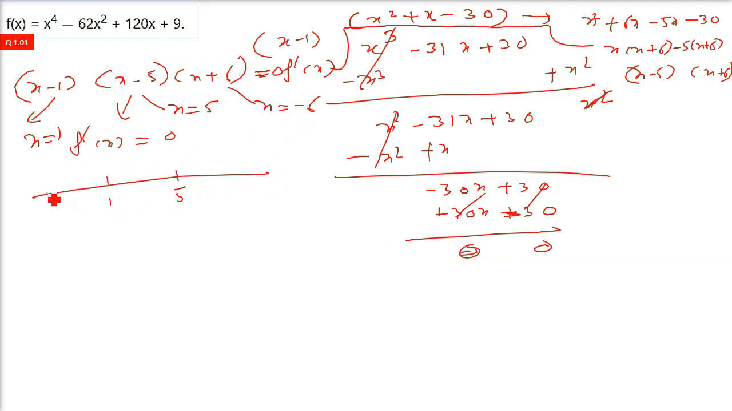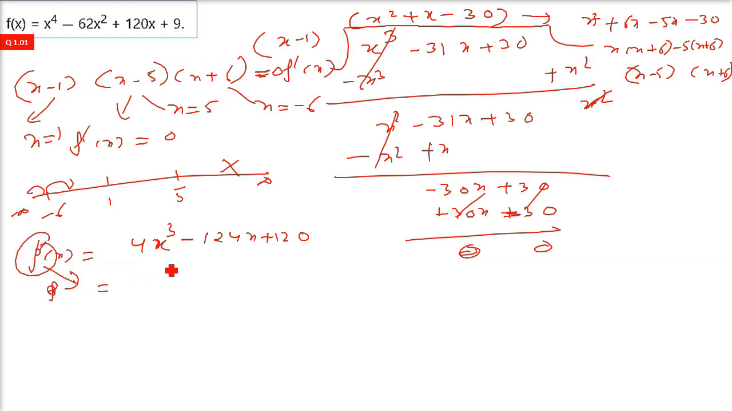Now we'll place these values. Normally we would place these values on the number line in the earlier versions. We'll take the values on the left and the right, put the proper values, find out the sign, check for the change in the sign, and then say whether it is local minima or local maxima. But here we will double differentiate it. If you remember, this was our first differentiation. I am going to differentiate 4x cube minus 124x plus 120 again. It will give you 12x square minus 124.